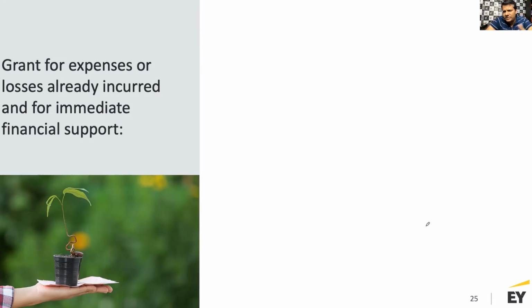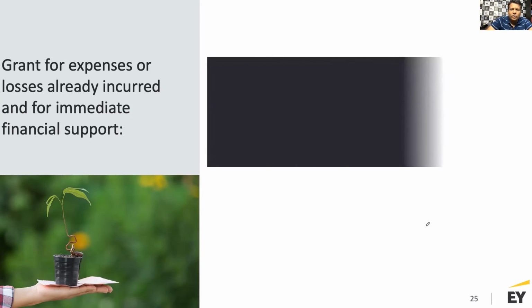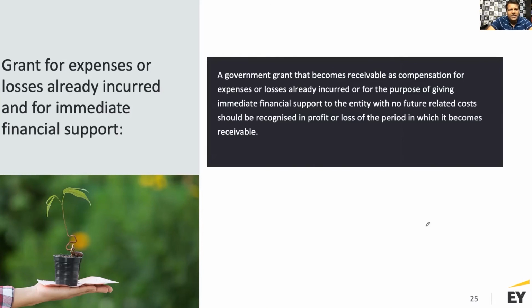Whatever money I'm going to receive from the government through this government grant is going to get recorded in my profit and loss account on an immediate basis, right? A government grant that becomes receivable as compensation for expenses or losses already incurred, or for the purpose of giving immediate financial support to the entity with no future related cost, should be recognized in profit or loss of the period in which it becomes receivable.